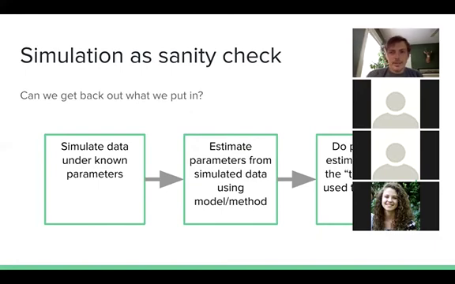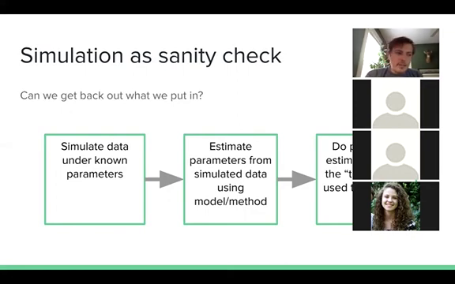This is also a three-step process, where we would first simulate data under known, or what we'll consider to be true, parameters. We then use our favorite inference method, say BEAST, to try to estimate the parameters that we used in our simulation from the simulated data. And then we can compare our estimated parameter values to the quote unquote true parameter values that we used in the simulation to make sure we get back out sensible estimates from our simulated data.